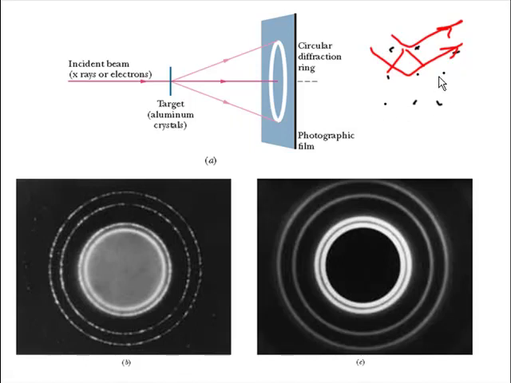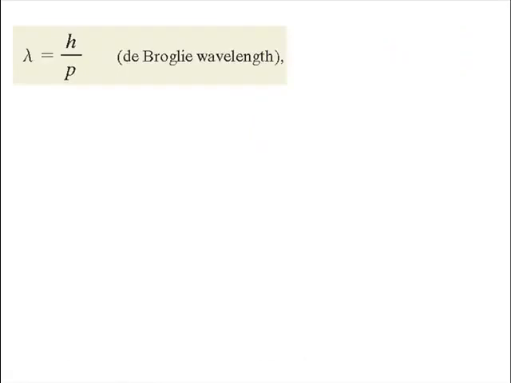Davison, along with G.P. Thomson, the son of J.J. Thomson who discovered the electron, won the Nobel Prize for this experiment. The explanation had actually come somewhat earlier by de Broglie, who had really been trying to explain the spectrum of the hydrogen atom, and we'll talk about that later.